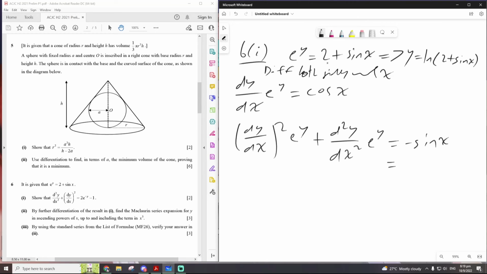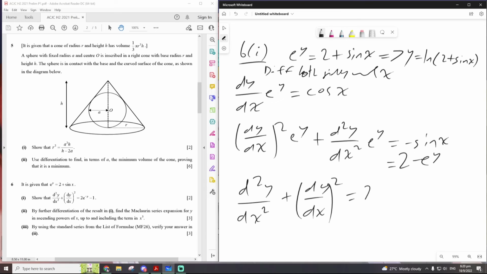And this is actually going to be e^y minus 2 minus e^y. Okay, then I can divide both sides by e^y. So d²y/dx² plus (dy/dx) squared is going to be, dividing both sides by e^y, 2e^(-y) minus 1. So that is what they wanted us to show.